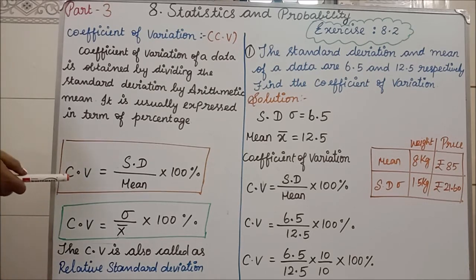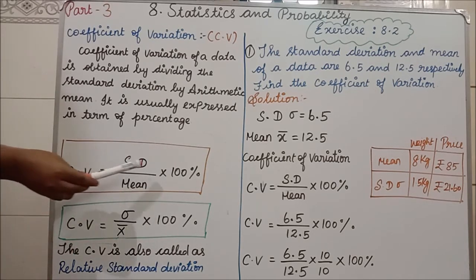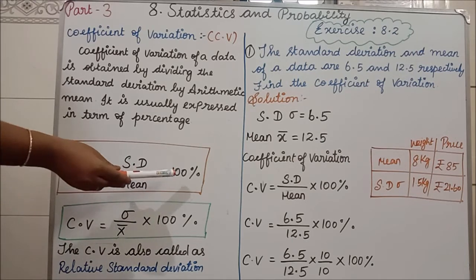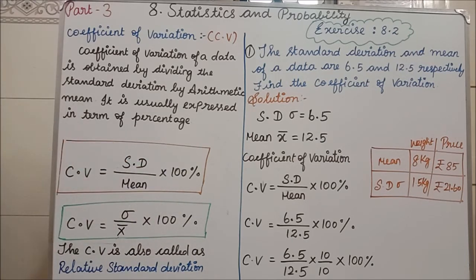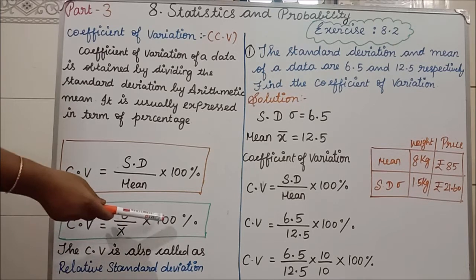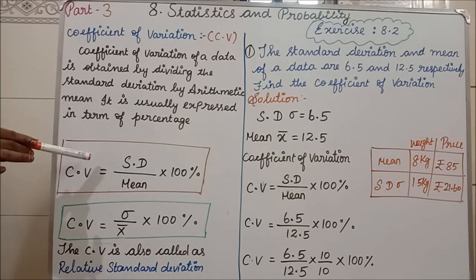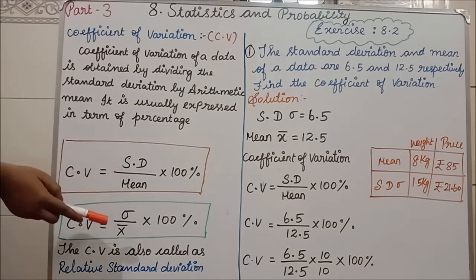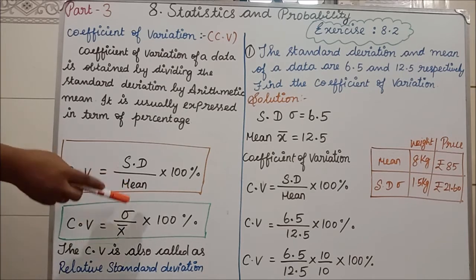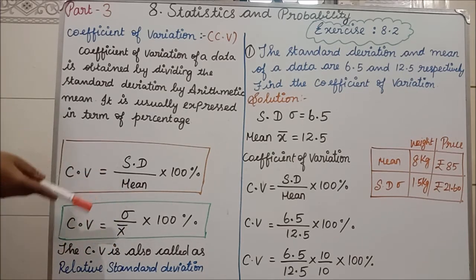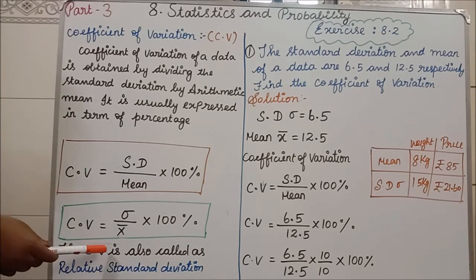Next, this is the formula. Coefficient of variation is equal to standard deviation divided by mean into 100 percentage. Clear? Coefficient of variation is equal to standard deviation, sigma, divided by mean, x bar, into 100 percentage. Either you can use this or you can use that. This is the short form. Standard deviation we will represent by sigma, mean by x bar. Which one you feel easy, you can use that.